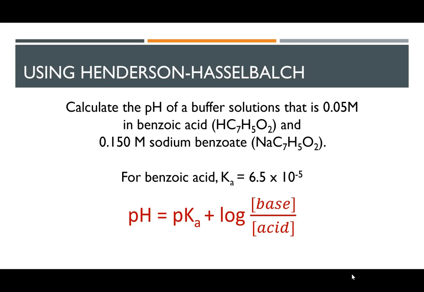All right, calculate the pH of a buffer solution that is 0.05 molar benzoic acid and 0.15 molar sodium benzoate. So first step is to write a chemical equation.